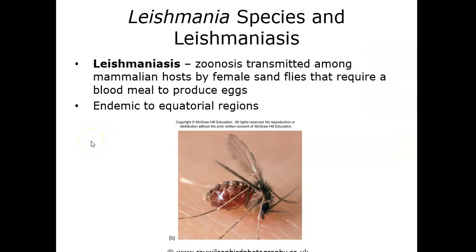We also mentioned Leishmania. And Leishmania causes a disease known as Leishmaniasis. And it's zoonotic, and it's transmitted by a vector known as the sandfly that takes a blood meal and is able to produce eggs after the blood meal. And it's endemic in these very temperate tropical regions.